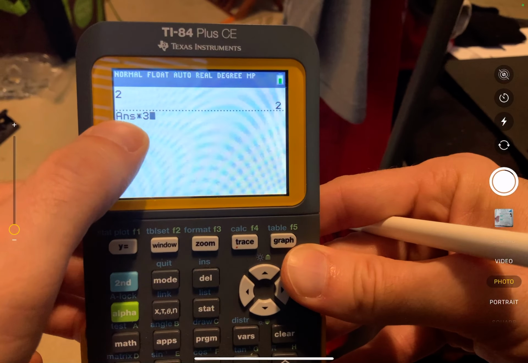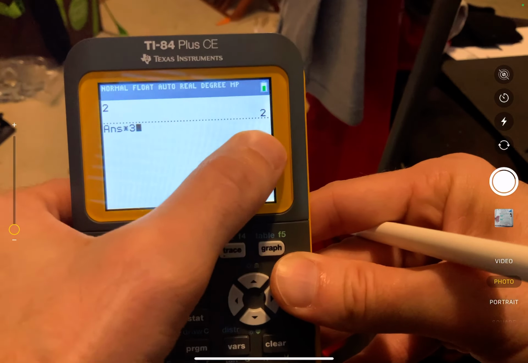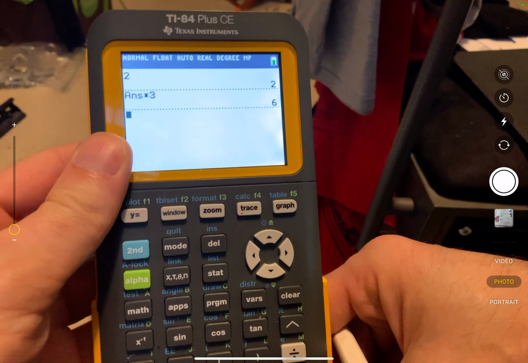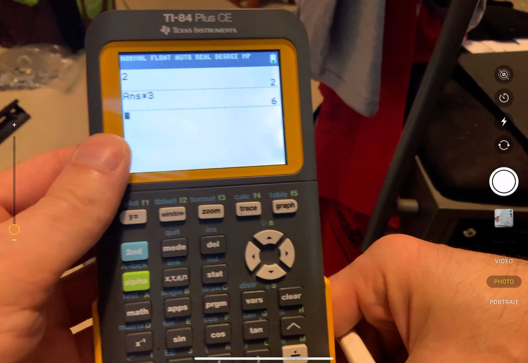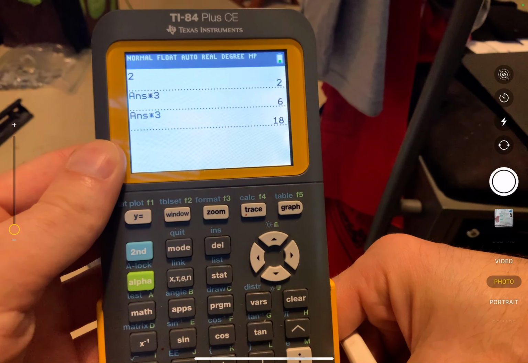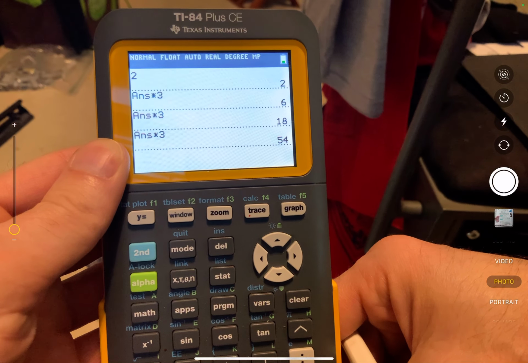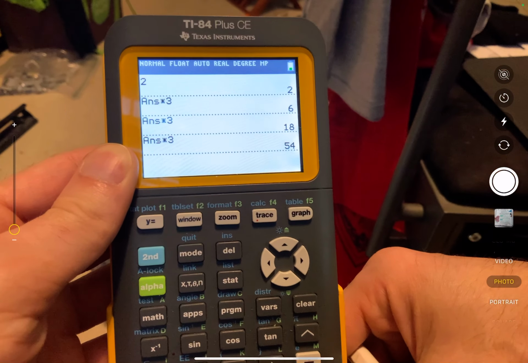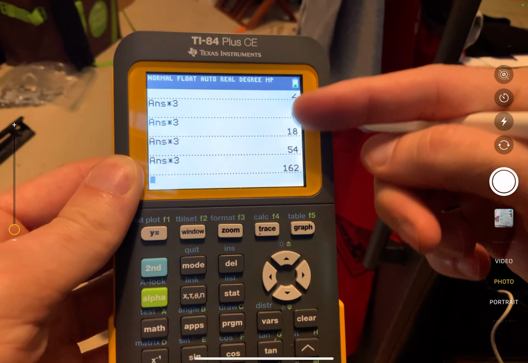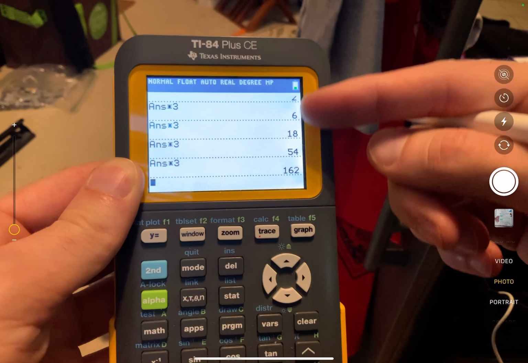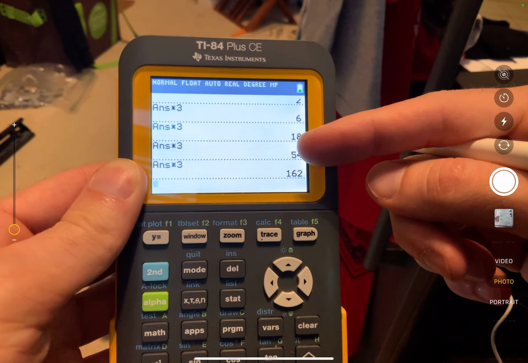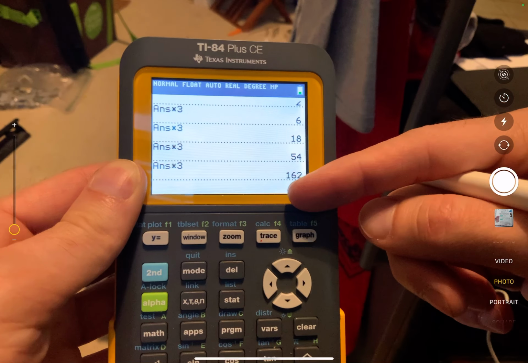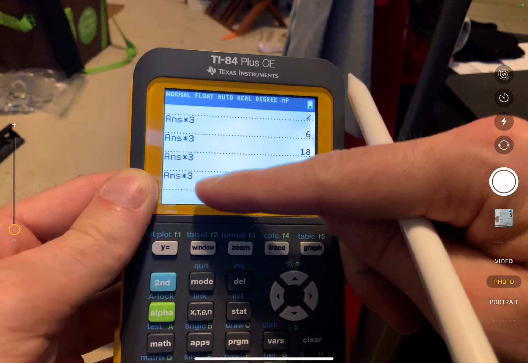And it says answer multiplied by 3, that last answer multiplied by 3, right? And then what you do is just hit enter over and over and over again. So it's just taking that last number and multiplying it by 3 over and over again. And this is generating a sequence of numbers. And that sequence of numbers is getting bigger and bigger. It's being multiplied by 3 every single time.